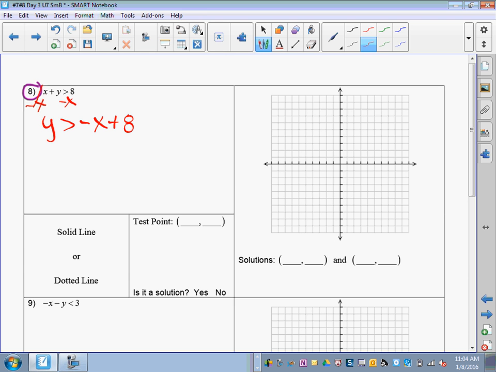You write it in this format, keep it in that slope-intercept form. Remember, slope-intercept form is y equals mx plus b. We're mimicking that form to make it easier to graph.